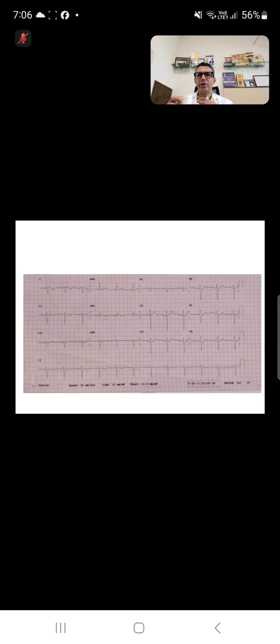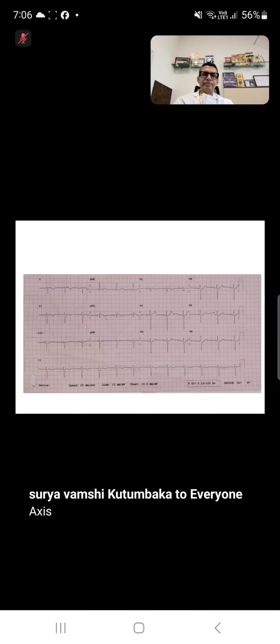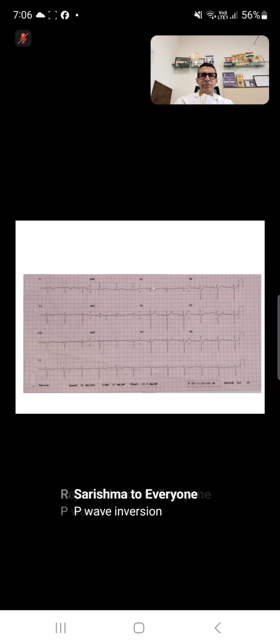What is the most important clue for you to differentiate lead reversal from most of the other conditions? Axis can again be northwest axis, P waves. Yeah. So I think Sarishma and Vishnu mentioned. So P waves are the most important things here.